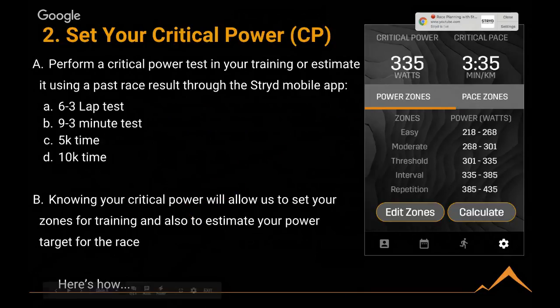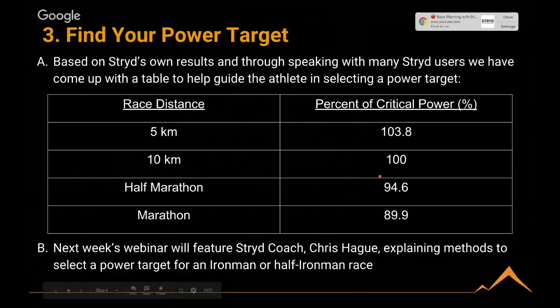Let me just go to the next slide real quick for our question asker here. Here's the power target slide again. Once you have the critical power, you can instantly figure out the power targets for the different race distances. These results were pulled from our own database of Stryd users, and also from understanding the physiology of the racer. We found that these work extremely well in most cases. And for the triathletes out there, as I previously mentioned, Coach Chris Haig will be on the webinar next week, and he'll be talking in detail about power targets for Ironman and half Ironman races.